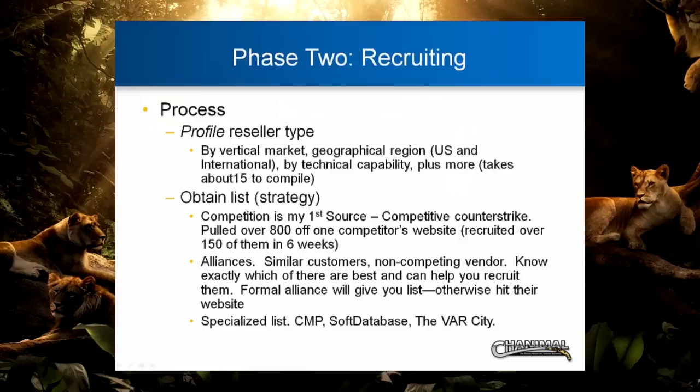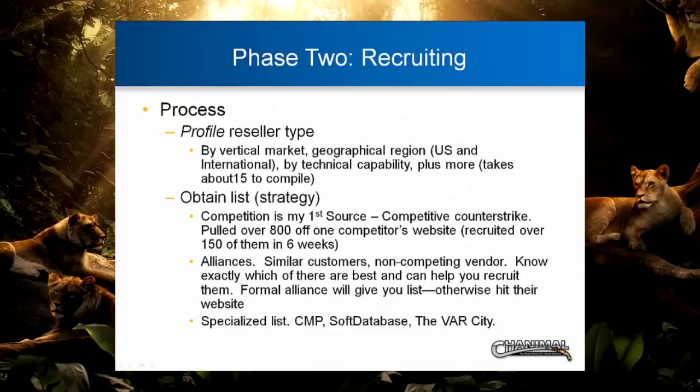We're going to buzz through these slides really quick now. You go by vertical type, geographical reseller, technical capability. So you obtain yourself a list. My first list source is always my competition. I always do a Counter-Strike campaign. I go after my competitors' resellers. The second place I go to is alliances.